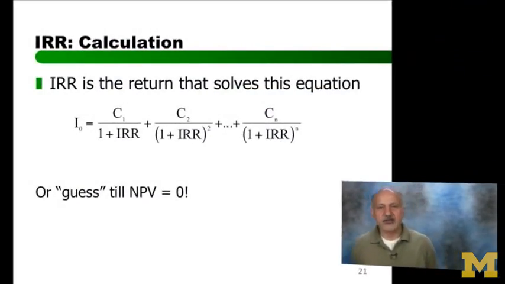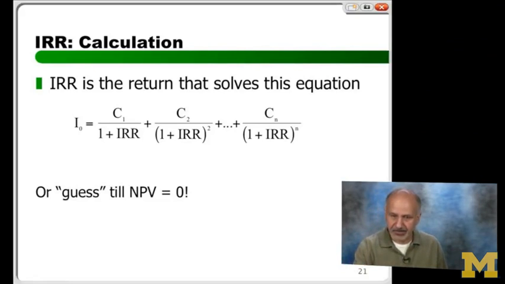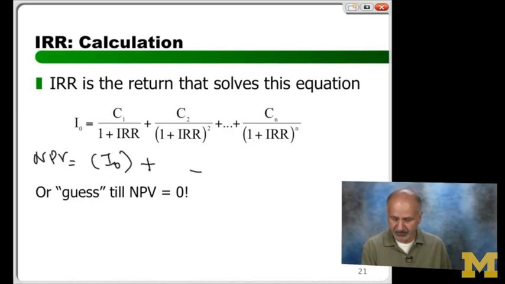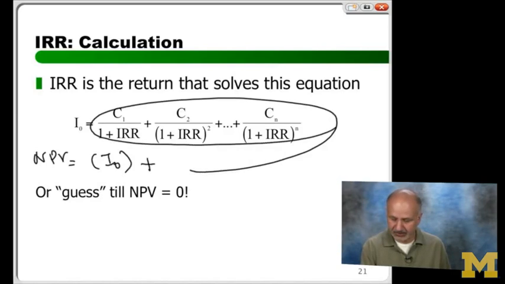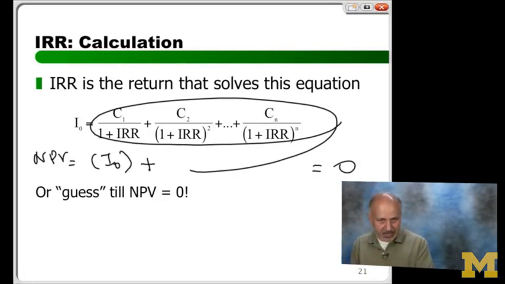IRR is the rate that solves the following equation, where I naught is equal to C1 plus C2 and so on. I would rewrite it, if I may, in a slightly different way, where NPV, which is equal to minus I naught plus all this junk, is equal to 0. So equating, if I take I naught to the right hand side, it becomes the NPV formula, and then you force it to be equal to 0.